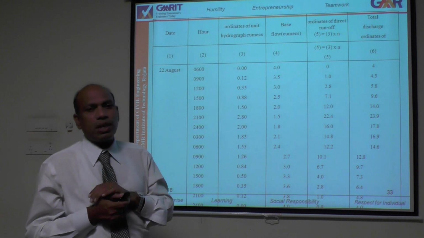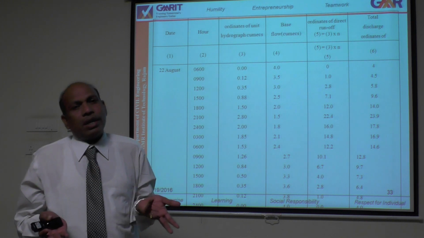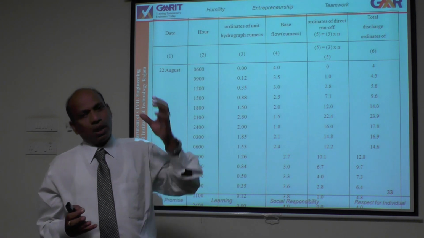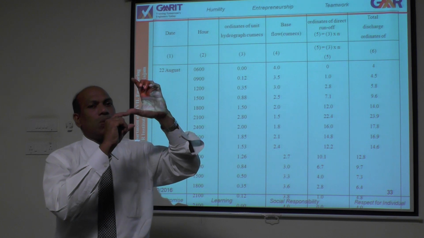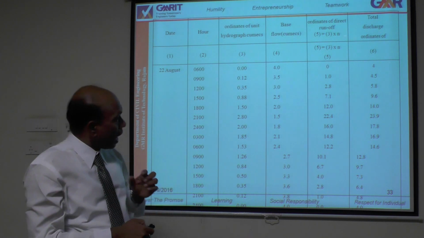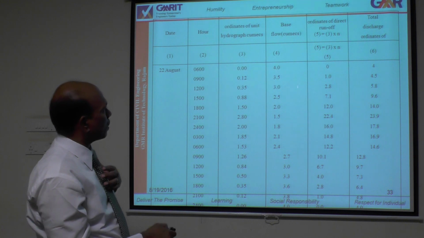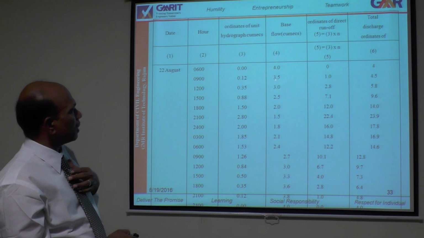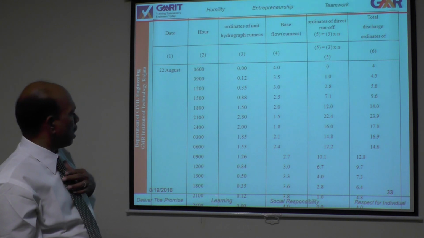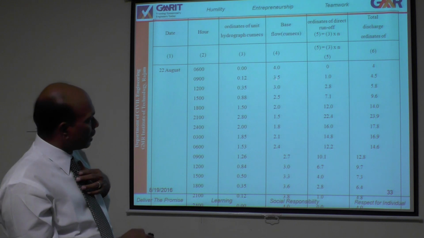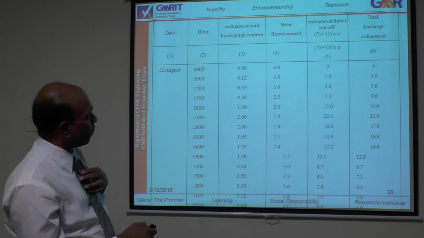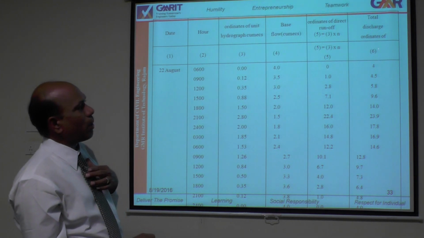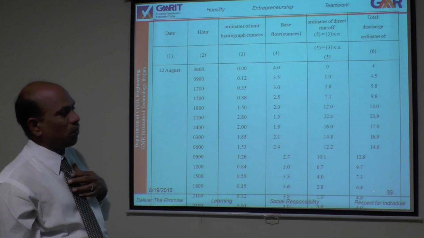Now we are going to estimate the storm hydrograph ordinates, or discharge ordinates. Storm hydrograph ordinates is equal to direct runoff ordinates plus base flow. They have given the base flow directly for a particular rainfall pattern. Base flow is equal to 4 meter cube per second, 3.5, like that they have given up to the last hour. These are the base flows. The sum of base flow and ordinates of direct runoff gives the ordinates of the storm hydrograph. This is the storm hydrograph ordinate.